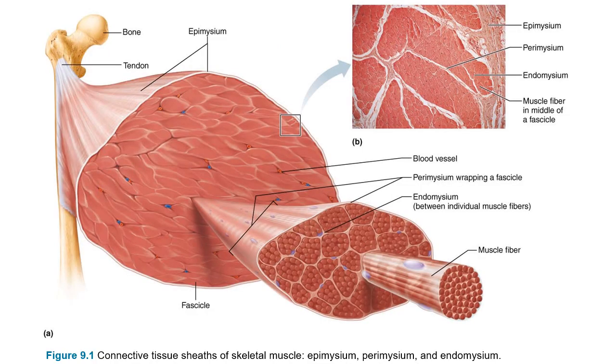So here's a big picture of where you find this connective tissue. You see on the outside, surrounding the whole muscle, you're going to have your epimysium. And then when you look here into this bundle of fibers, what's the name of the bundle of fibers? Fascicle, yes. So the name of the tissue that is surrounding the fascicle is called perimysium.